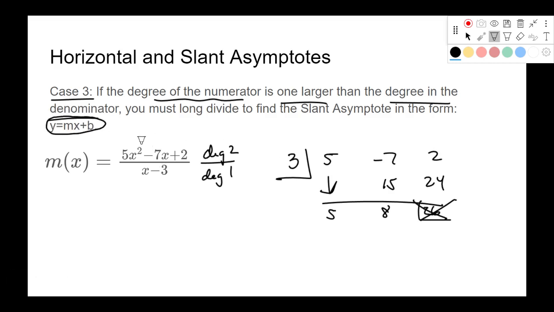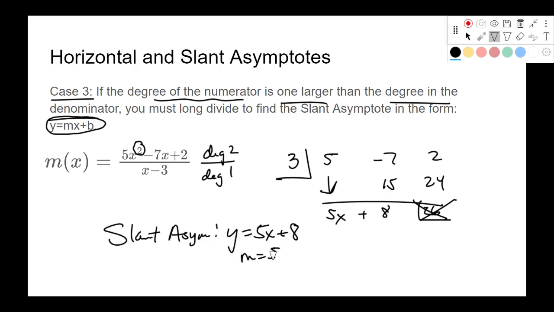And you can see we started here, this polynomial with degree 2. So now this will go 1 down. So it'll be degree 1 here plus 8. So my slant asymptote is the equation y equals 5x plus 8. And that's the equation of a line, right? With slope of 5 over 1 and y-intercept 8. So you literally have to graph this line, y equals 5x plus 8, to draw the slant asymptote.